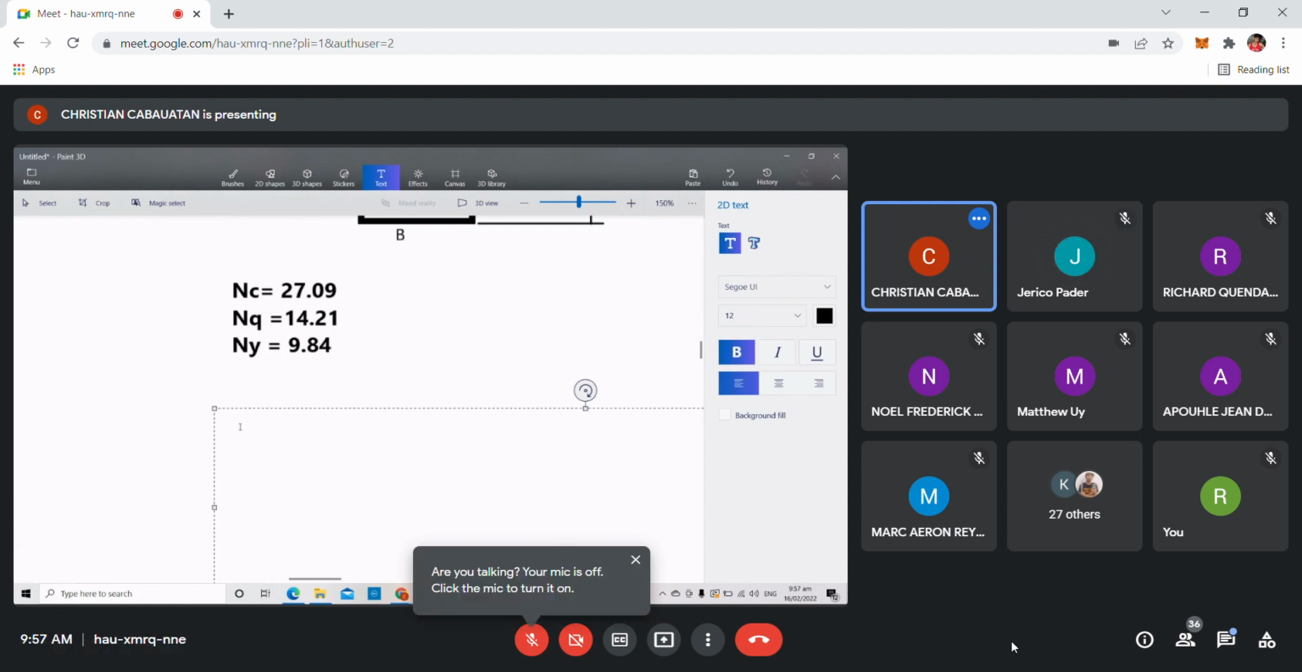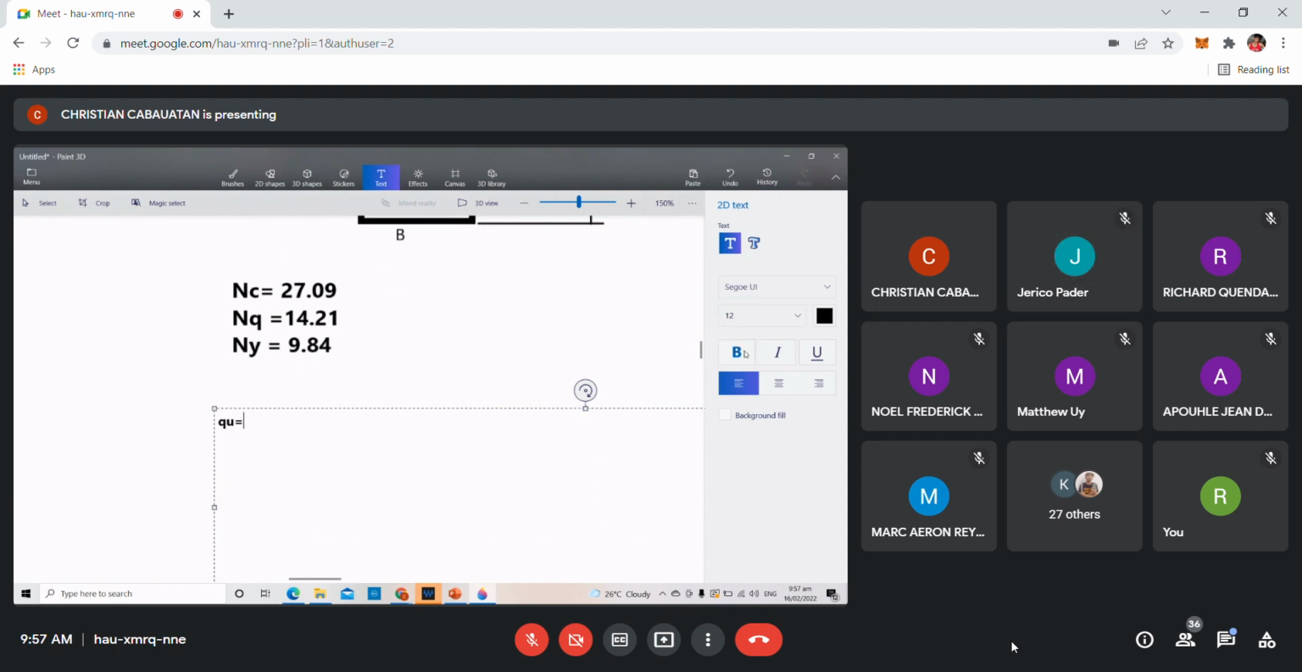CNC. Okay. QU, or the ultimate bearing capacity, is equal to CNC plus QNQ plus 1/2 gamma B N gamma. 1/2 or 0.5 gamma B and N gamma. Okay lang?